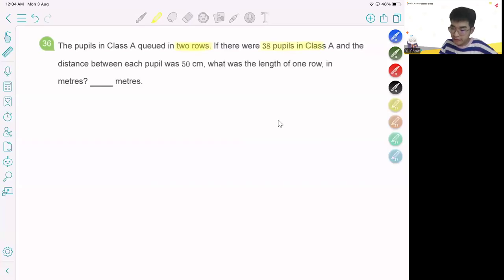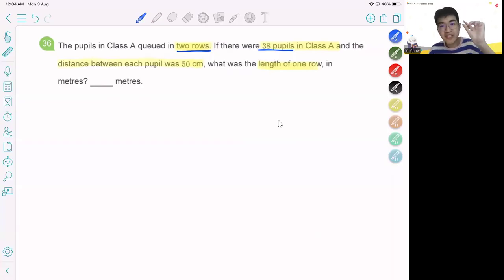If there were 38 pupils in class A and the distance between each pupil was 50 cm, what was the length of one row in meters? Now, some of you might think, Teacher Yonglam, does that mean 38 pupils are all together in one row? No, right. It is in two rows, right? So altogether, the 38 pupils are lined up into two rows.